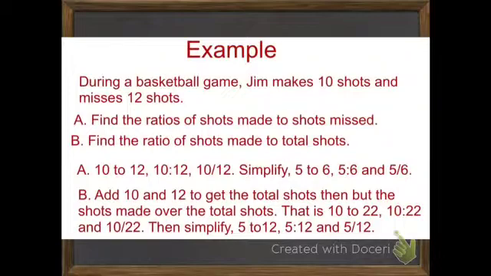For B, you add 10 and 12 to get the total shots, then put the shots made over the total shots. So 10 plus 12 is 22. That's 10 to 22, 10 colon 22, and 10 over 22. Again, you have to simplify, so it's 5 to 11, 5 colon 11, and 5 over 11.